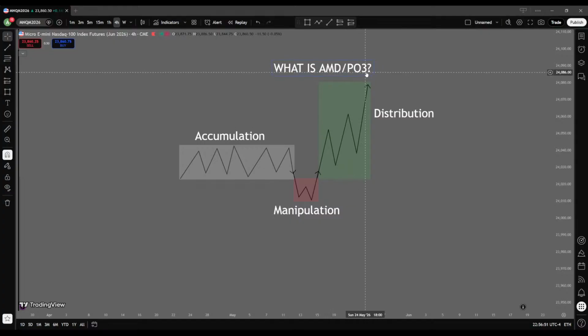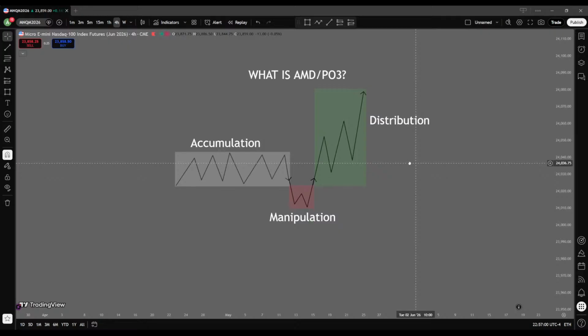People often get these confused. What is AMD, Power of 3? Like, I don't get it. They are the same thing. It's the same concept that we're going to accumulate, we're going to manipulate, and we're going to distribute.